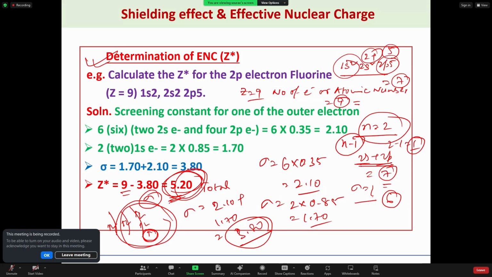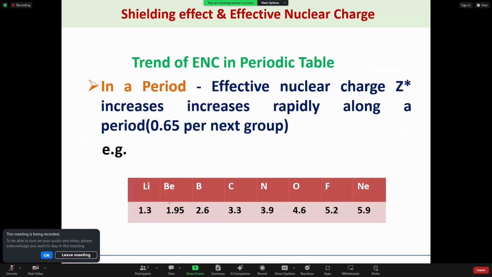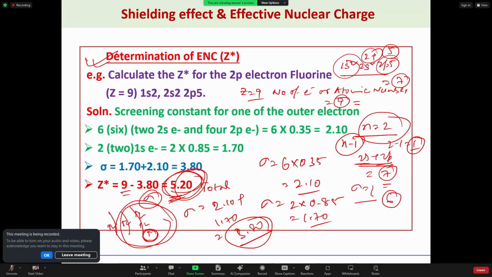So this is the one example. Here we can see how the sigma value, this shielding effect constant, or the effective nuclear charge, has been calculated.